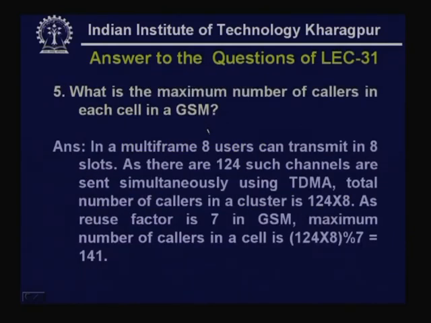Fifth question was, what is the maximum number of callers in each cell in a GSM? As you know, in a multi-frame used in GSM, 8 users can transmit in 8 slots, and there are 124 such channels which are sent simultaneously using TDMA. So, the total number of callers in a cluster is 124 into 8, and as the reuse factor is 7 in GSM, the maximum number of callers in a cell is 124 into 8 by 7, that is roughly equal to 141 or 140.